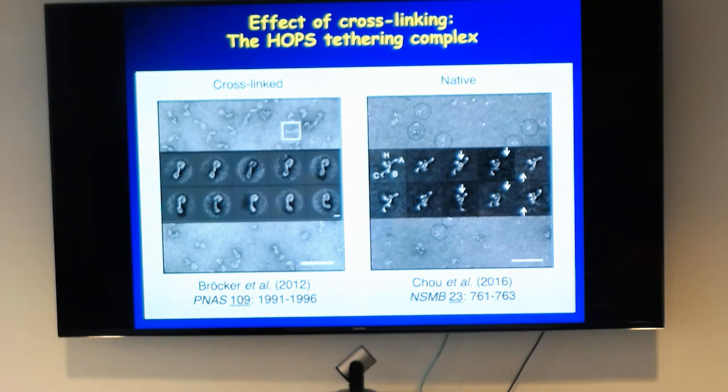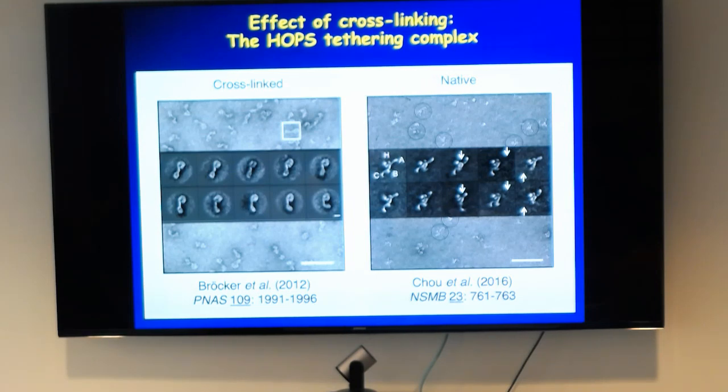I have a question. Yeah. Do you get aggregation problems when you cross-link, when two molecules might cross-link together? You can. So the trick is to optimize the cross-linking. If you do it in batch, you have to optimize the cross-linker concentration, the glutaraldehyde concentration.